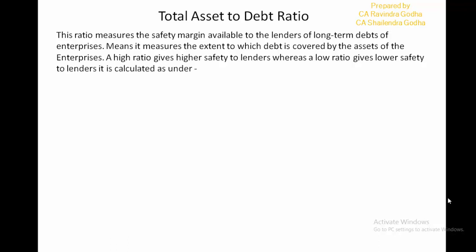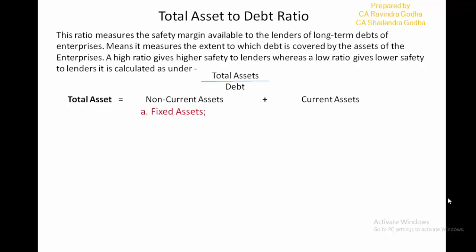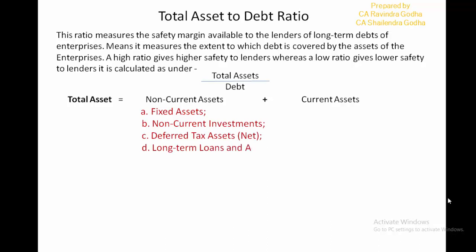It is calculated as total assets divided by debts. It means in this ratio it is checked how much assets are available to pay off debts. Total assets is equal to non-current assets plus current assets. Non-current assets means fixed assets, non-current investments, deferred tax asset, long-term loans and advances, and other non-current assets.